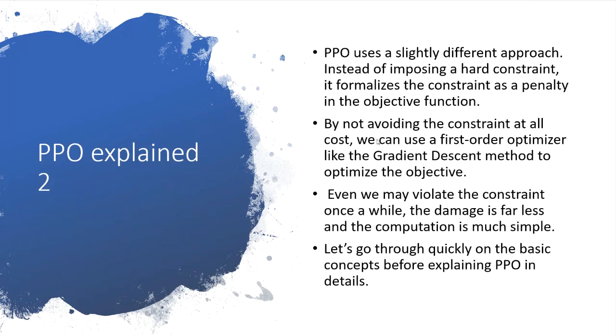PPO uses a slightly different approach. Instead of imposing hard constraints, it formalizes the constraints as a penalty in the objective function. By not avoiding the constraint at all costs, we can use a first-order optimizer like gradient descent method to optimize the objective. Even if we may violate the constraints once in a while, the damage is less and the computation is much simpler. Let's go through quickly the basic concepts before explaining PPO in detail.